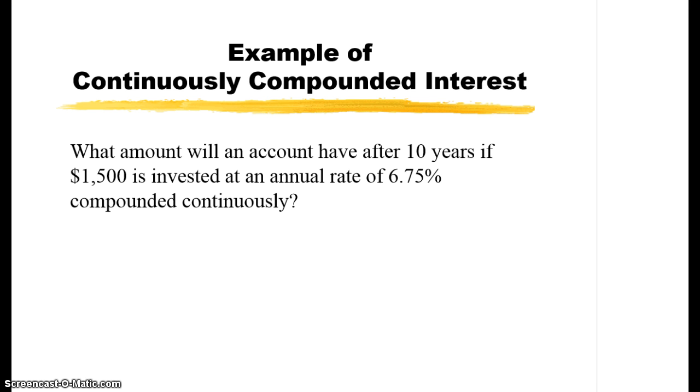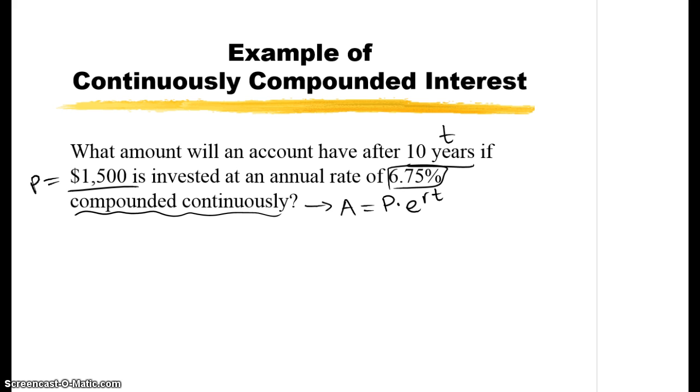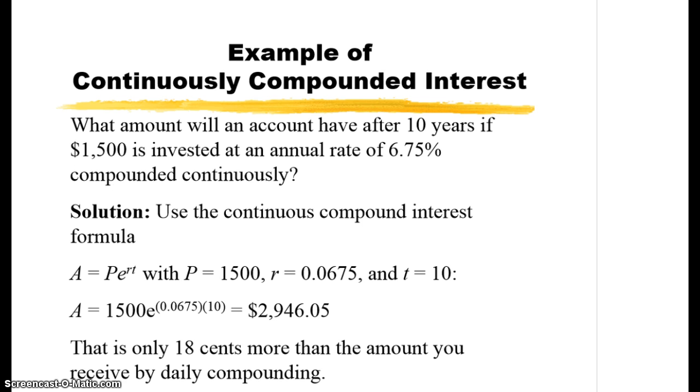And as an example, why don't we take a look at this new continuously compounded interest? What amount will an account have after 10 years if $1,500 is invested at an annual rate of 6.75% compounded continuously? Okay, so compounded continuously tells me to use the formula A equals P times e to the rt power. 10 is my t, 1,500 is my P, and 6.75%, written as a decimal, is my r. Put it together into the formula.